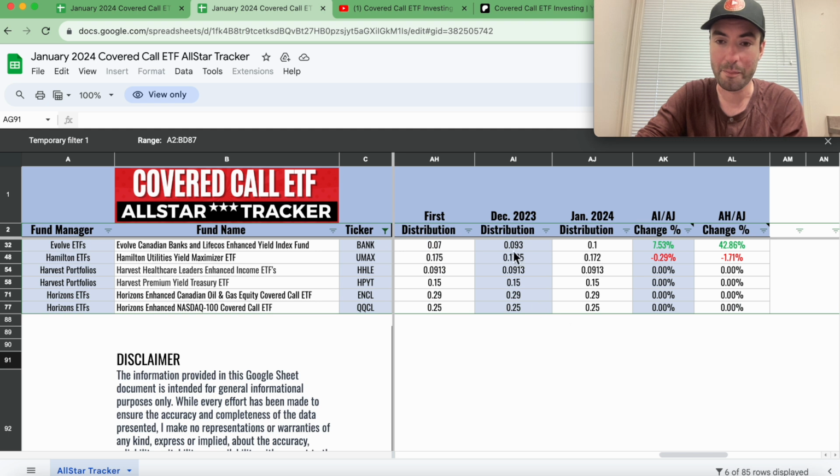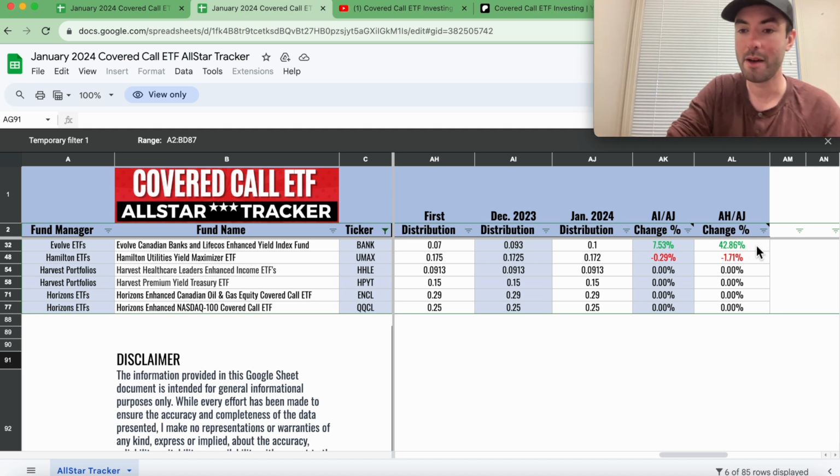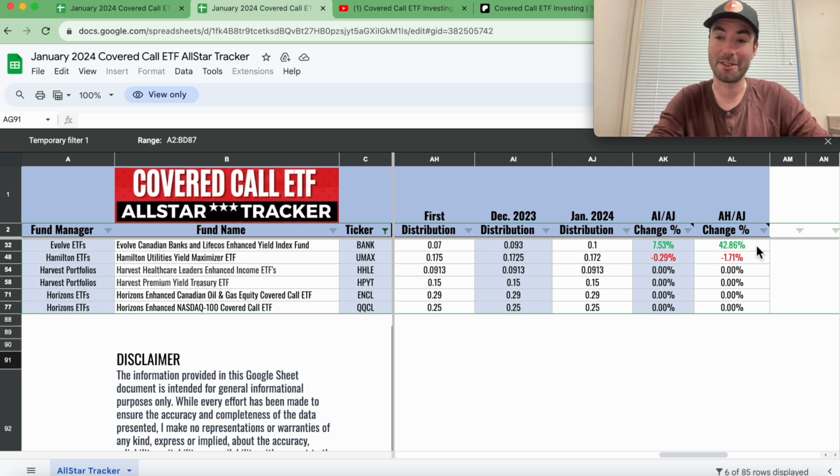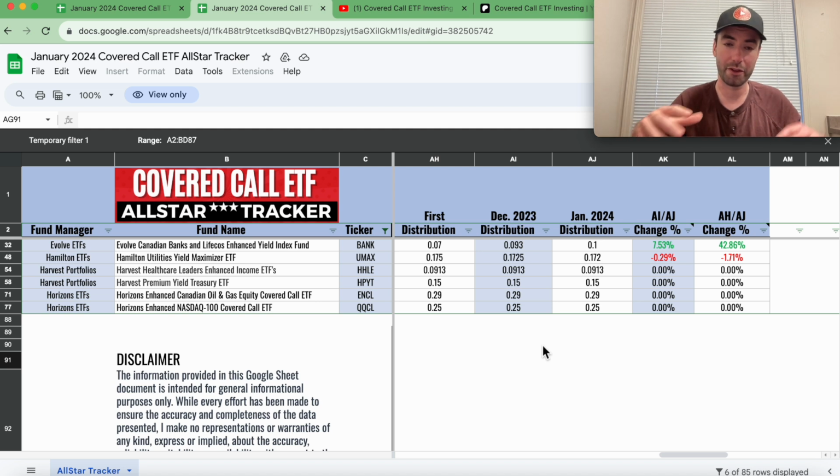So this fund, Bank, is not even a year old, but over the course of a year, it's had this amazing run of increasing its distribution by 42.86%, which is absolutely phenomenal for a covered call ETF. Let's hope it stays that way and is able to pay out that same amount. So again, when we look at the changes, as an example of looking at all-in-one funds versus sector funds, this is something you can play around with in this tool. I encourage you guys to try it out.